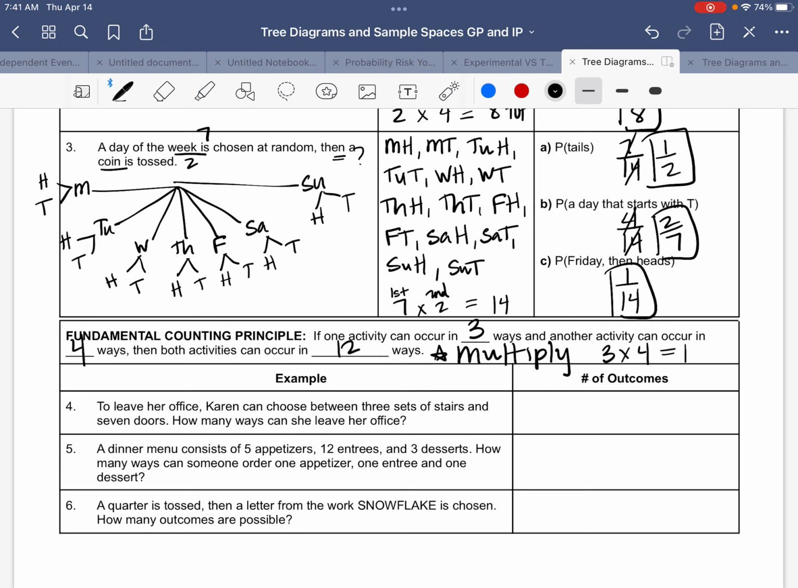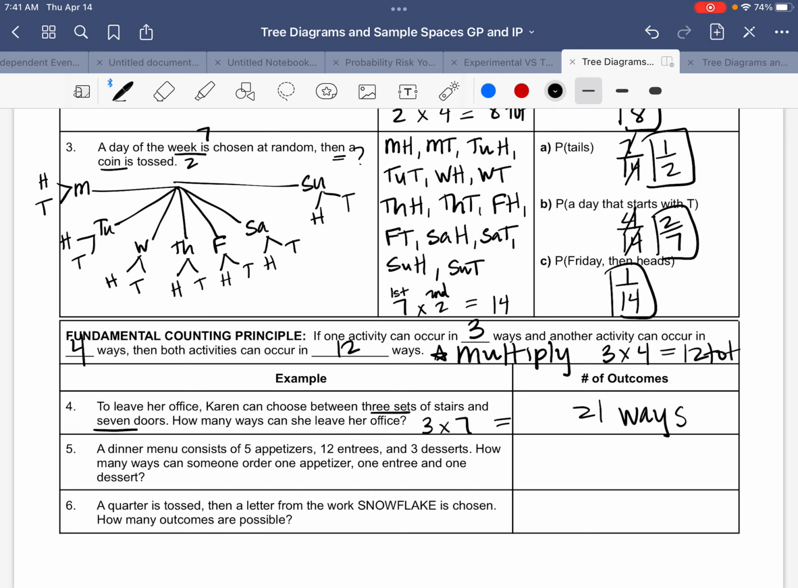So for our examples here, all you have to do is determine the number of outcomes for each event and then multiply. So Karen, to leave her office, can choose between 3 sets of stairs. So that's 3. And 7 doors. That's 7. How many ways can she leave her office? All we have to do is multiply those to get 21 ways.